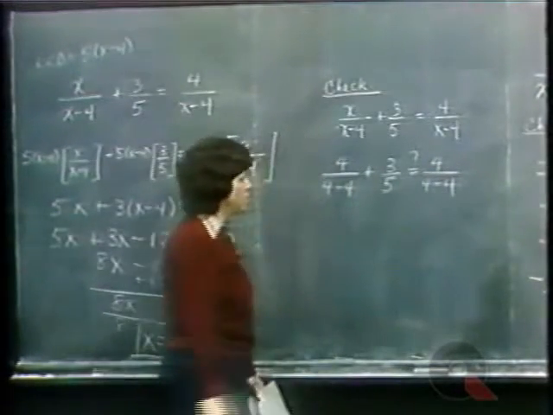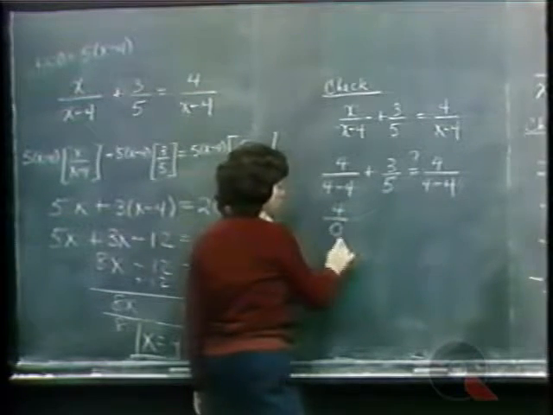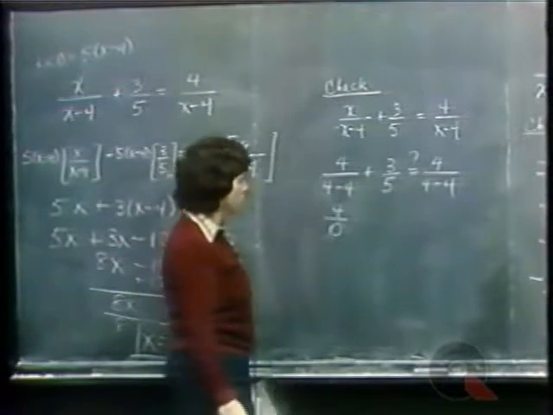And the first thing that we see is that 4 minus 4 is 0, and you're not allowed to divide by 0 in our mathematics, so what has gone wrong here?